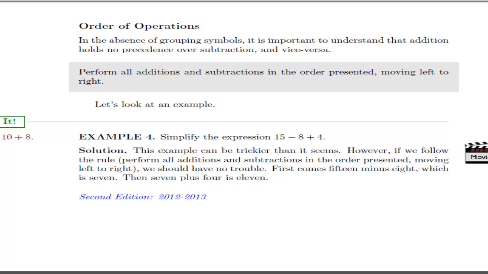Let's look at an example. Example 4. Simplify the expression 15 minus 8 plus 4. Solution. This example can be trickier than it seems. However, if we follow the rule, perform all additions and subtractions in the order presented, moving left to right, we should have no trouble.